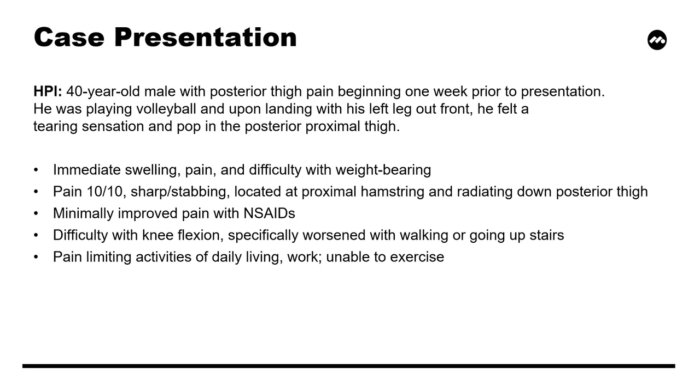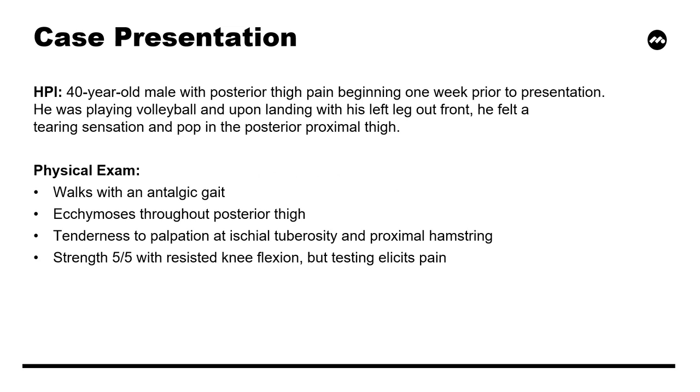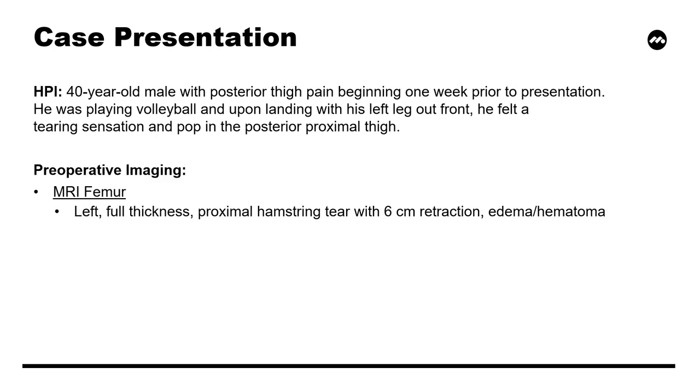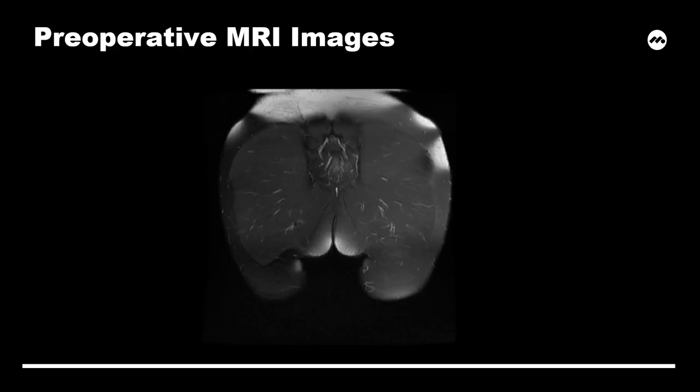In the clinic, he had 10 out of 10 pain that was minimally improved with NSAIDs and limited his activities. On exam, he had an antalgic gait, ecchymosis in the posterior thigh, and was exquisitely tender at the ischial tuberosity and proximal hamstring. Although he had good strength, resisted knee flexion reproduced pain. MRI of his femur demonstrated a proximal hamstring tear with 6 centimeters retraction, edema, and hematoma.